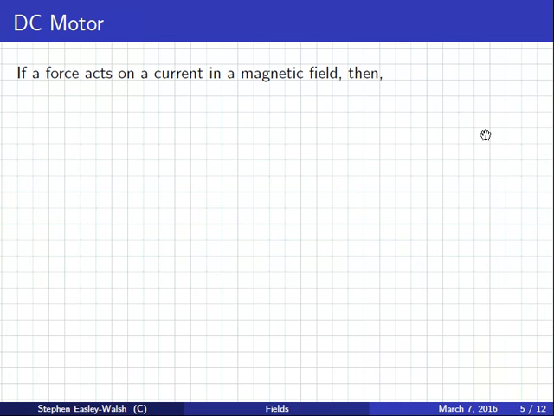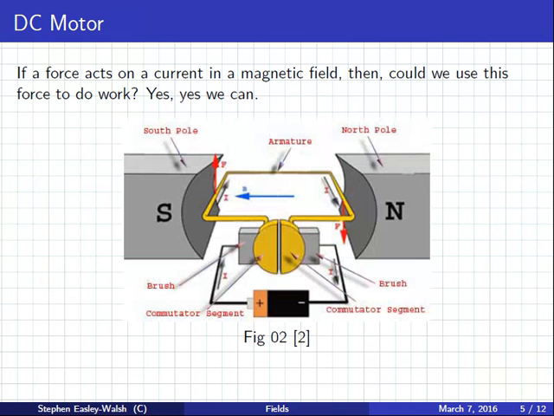Okay. If a force acts on a current in a magnetic field, then could we use this force to do work? In other words, could we use the formula? We could. I think yes we can. So we can use something called a DC motor.